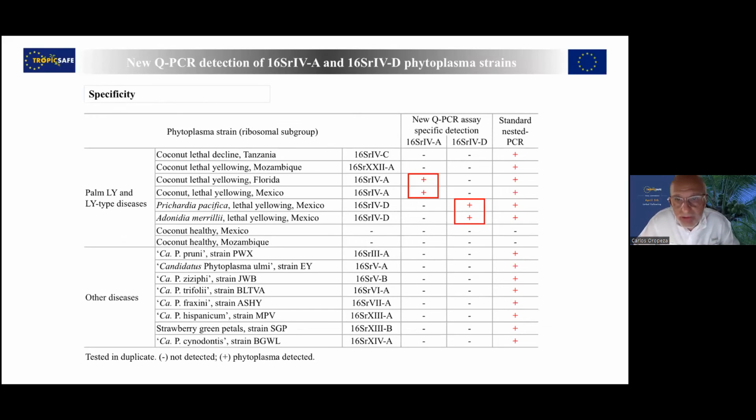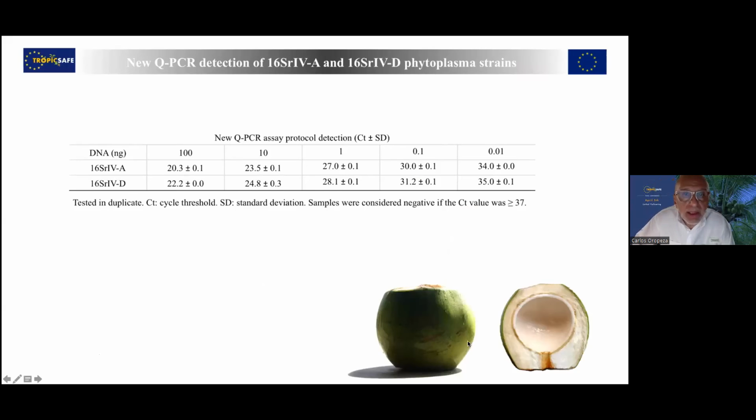So what was done first, for testing this, was specificity, and these are the phytoplasmas that were tested. As you can see here in red, the only ones that could be amplified were either A or D, with one signal or the other. But if you do a standard universal nested PCR, you get amplification for all of them. Then sensitivity in both cases was the same. You can go as low as 0.01 nanograms for getting detection.